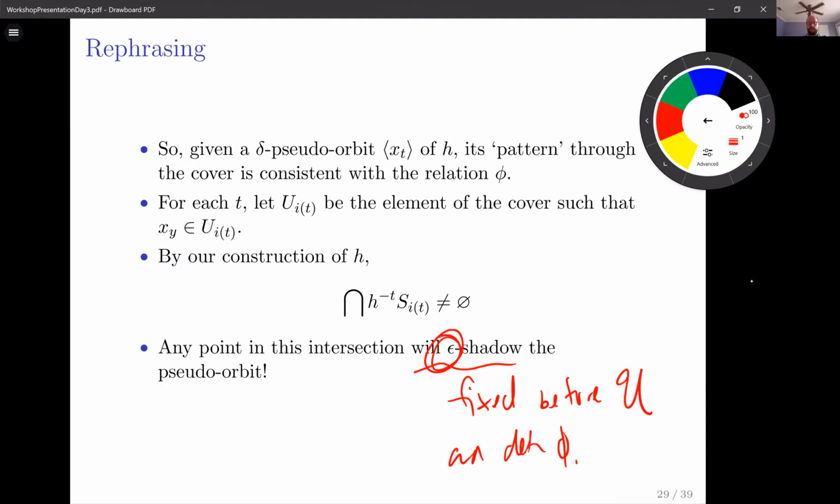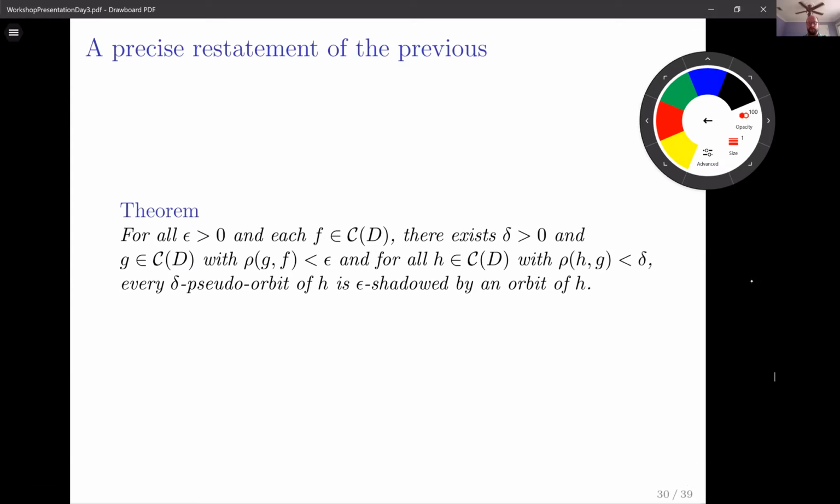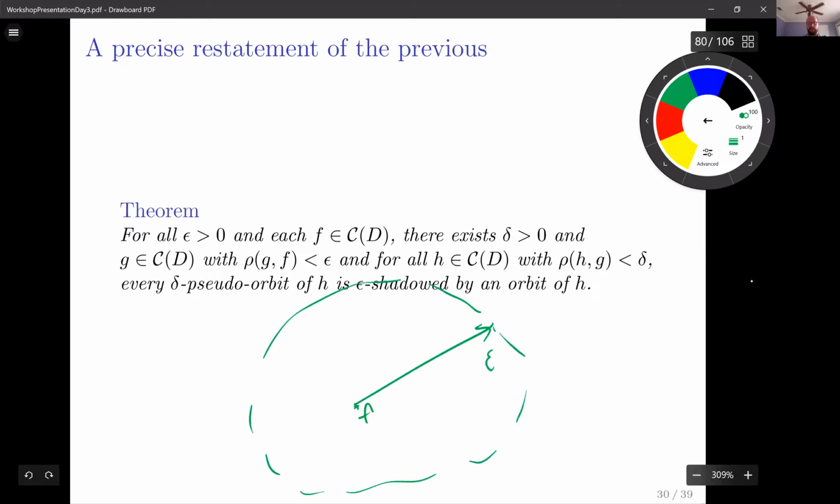But what we've shown now is that for all epsilon and any function F in the continuous self-maps of D, there's a map G and a delta such that if G is within epsilon of F, and H is anything in here, then H has the property that every delta pseudo-orbit of H is epsilon-shadowed by an orbit of H. So that's kind of shadowing.